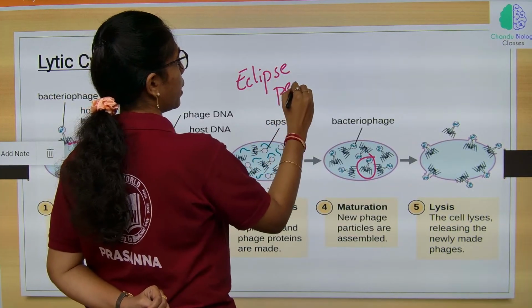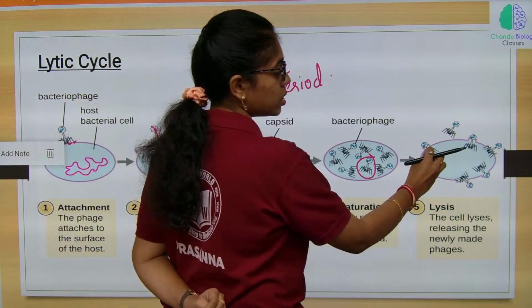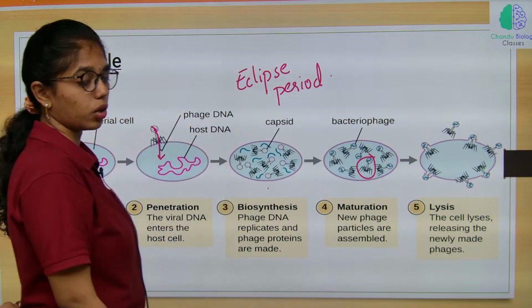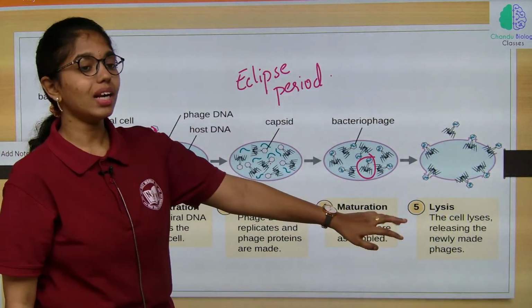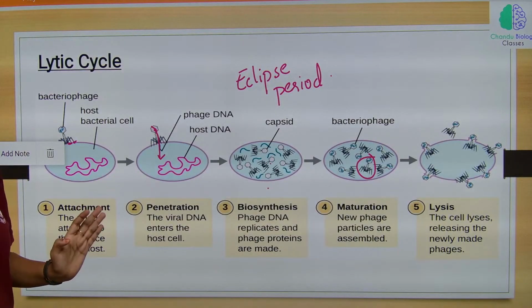Eclipse period. And last, the cells will get lysed and burst open, releasing the bacteriophages. This is called what? Lysis, which is the last stage. So, this is the complete lytic cycle. Clear till here, right?